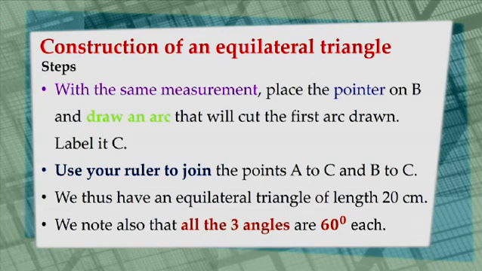And then you will use your ruler to join the points A to C and B to C, and you will have an equilateral triangle of length, here in our example, 20 centimeters. It could be of any length. Okay? Now, this is very important. You will note that all the 3 angles should always be equal to 60 degrees. Whatever the length of the triangle, each angle is 60 degrees. So that's for the equilateral triangle.